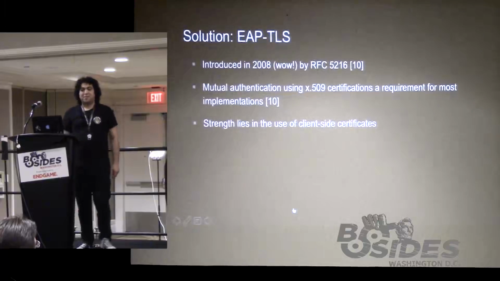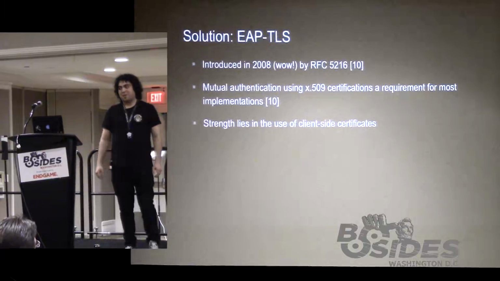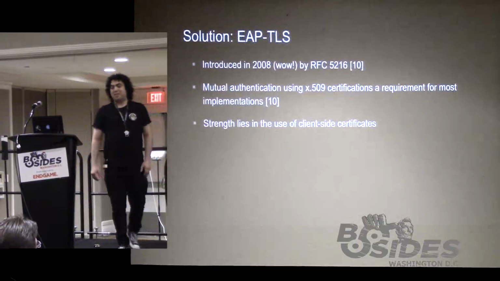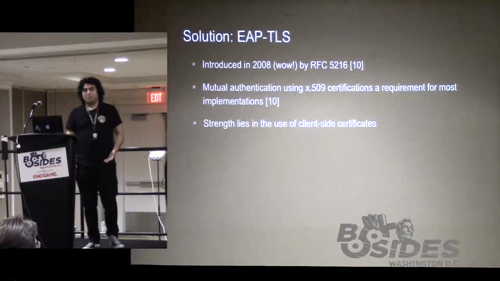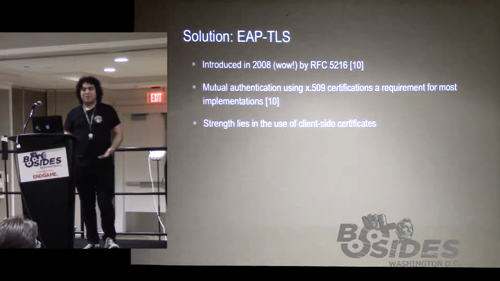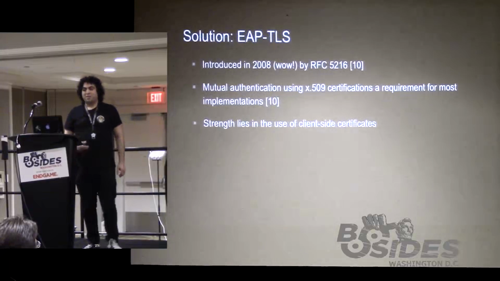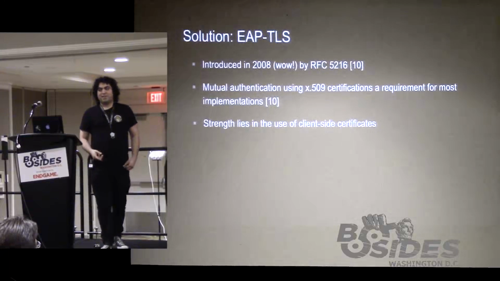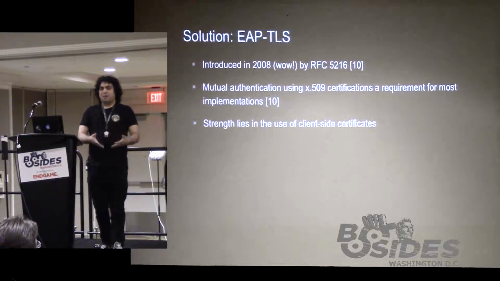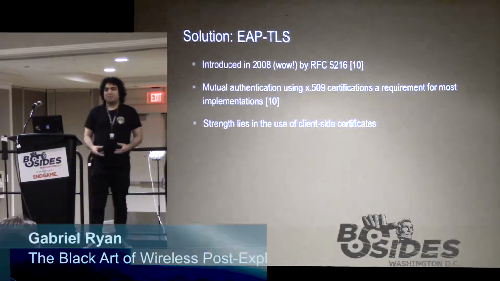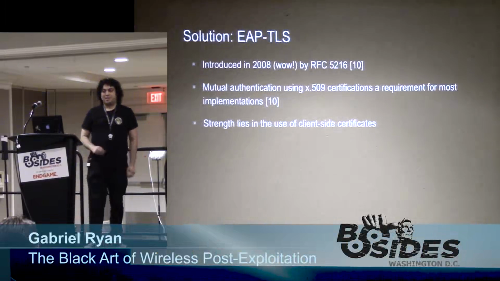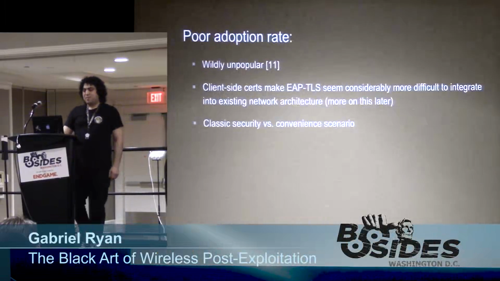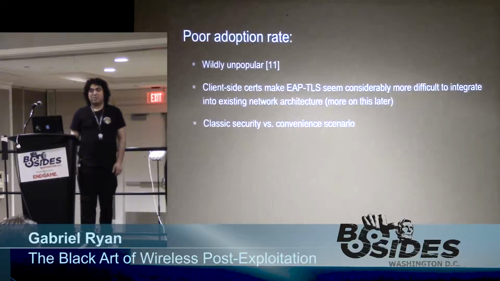So the mitigation for this was introduced about 10 years ago as well. This was in 2008. In RFC 5216, a new form of EAP was released called EAP-TLS, and EAP-TLS uses mutual certificate-based authentication for its outer authentication layer. So because of this use of client-side certificates, it pretty much stops rogue AP attacks dead in their tracks. The problem with EAP-TLS is that it's also really, really difficult to integrate.